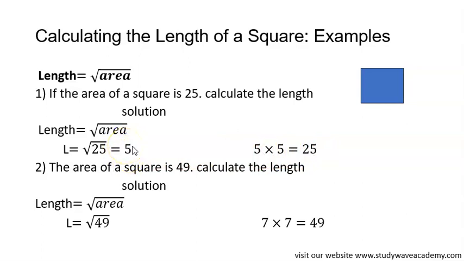So the length of the square, that is, the area is 25. The length is 5, 5, 5, 5. Do you understand? Good. So next question.